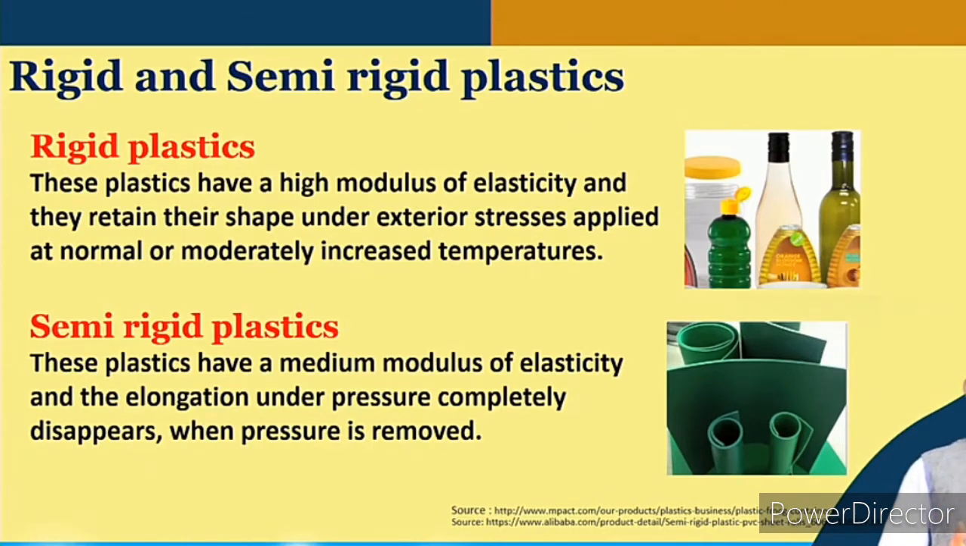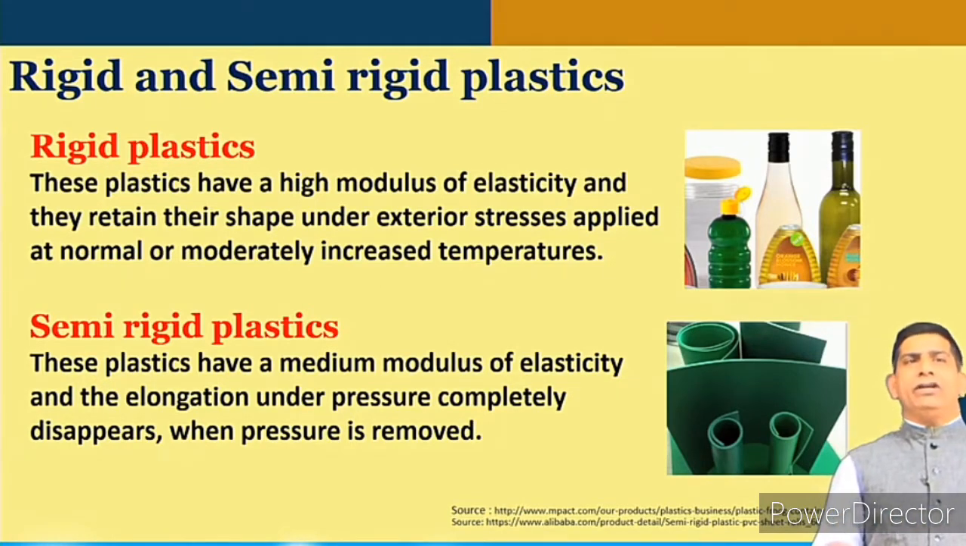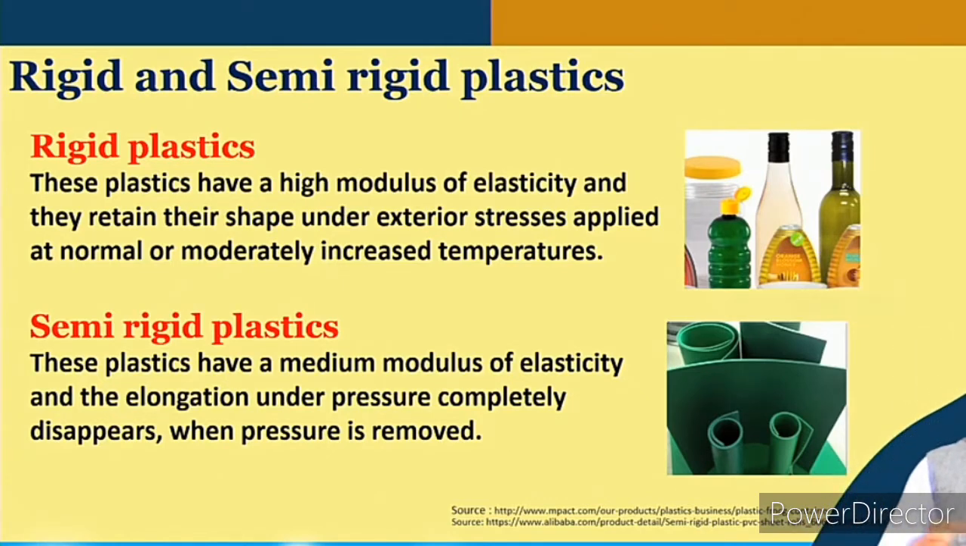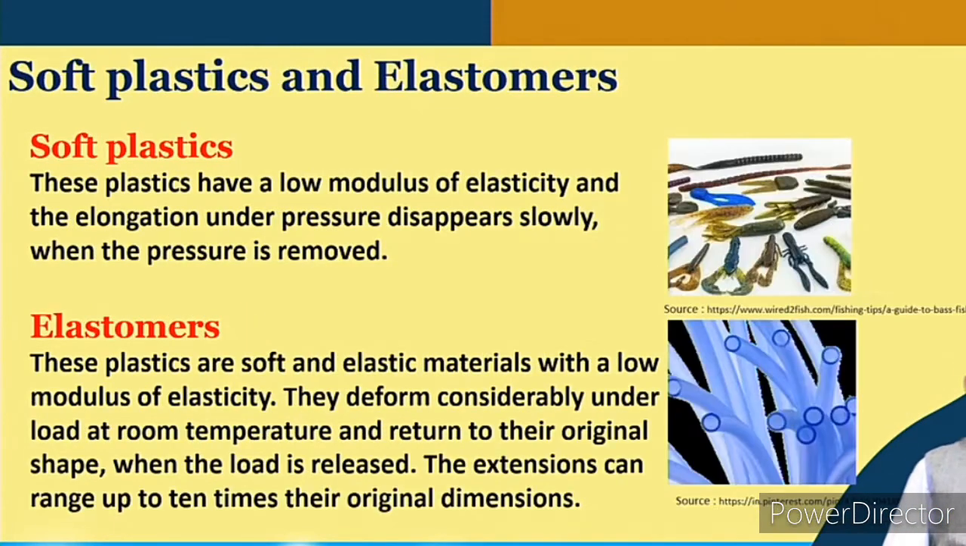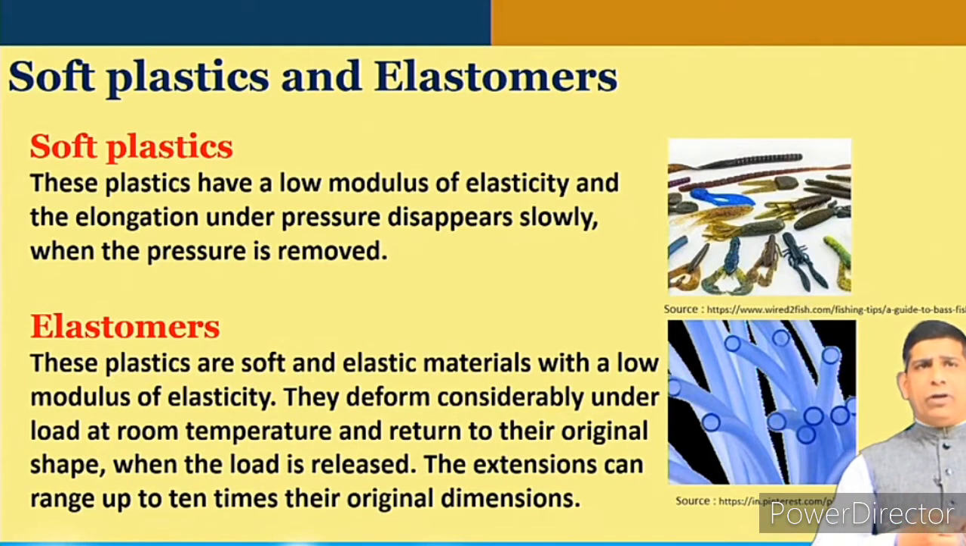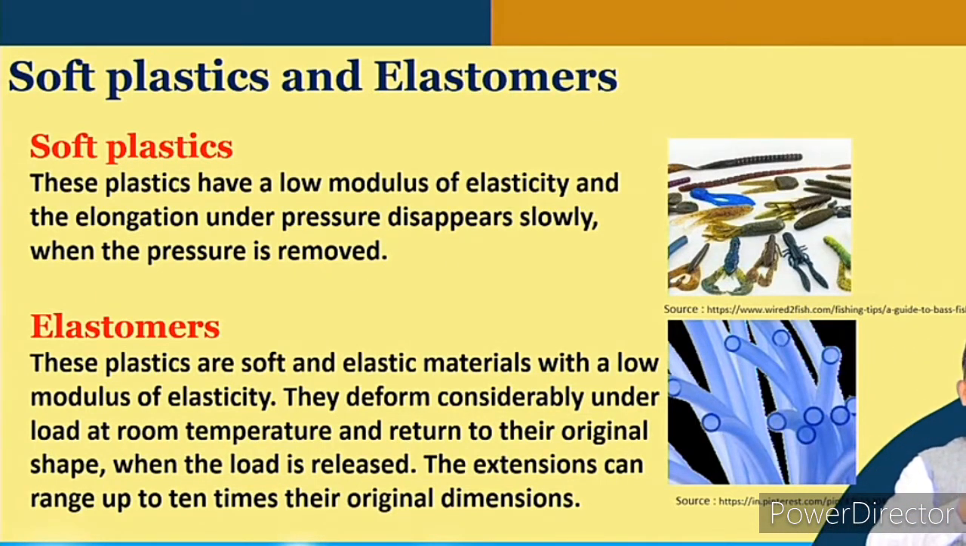Semi rigid plastics have medium modulus of elasticity, they can elongate under pressure and the elongation under pressure completely disappears when the pressure is removed. So, it has a little bit of plasticity there as well. You can apply some pressure, things may elongate, and once they take the pressure off, it will try to come back to its original shape and size. Then soft plastic has a very low modulus of elasticity and the elongation under pressure disappears slowly. If you elongate it under pressure and then take the pressure off, it will slowly come back to the normal shape and size. That is what the soft plastic is all about.